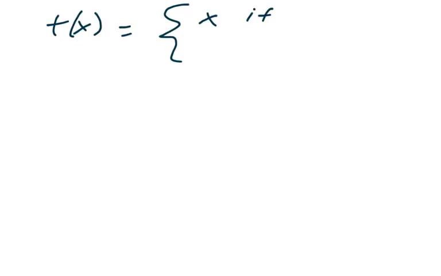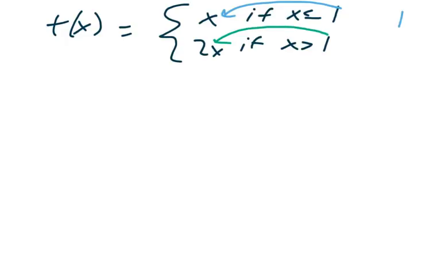x if x is less than or equal to 1, 2x if x is greater than 1. So when I plug 1 into this part, I get the answer of 1. When I plug 1 into this part of the answer, we get a 2. Because these numbers are different, what we have here is a jump discontinuity.